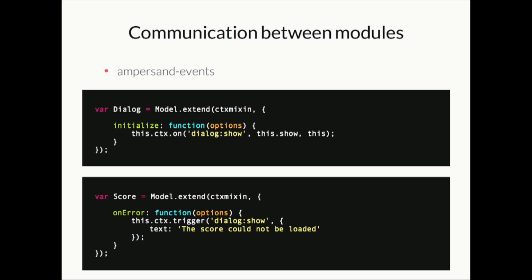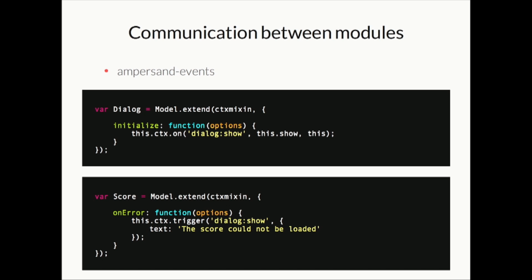So how do we use this? Well, this is another example of a dialogue. Here we create an event listener that calls back to this.show. And then in another module, the score module, for example, we can trigger the same event handler, and then we throw in some object we want to show to the this.show function.